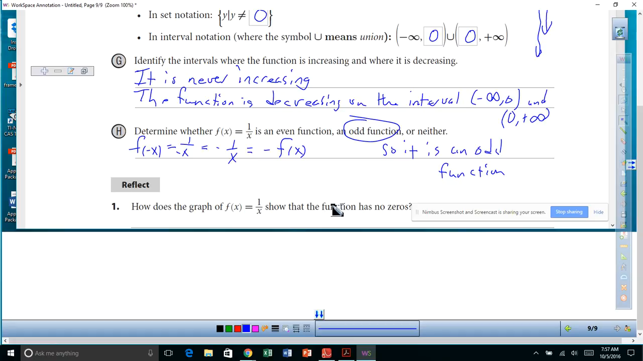How does the graph of f of x equals 1 over x show that the function has no zeros? Well, if we graphed it, you saw it never crosses the x-axis. All right, good.